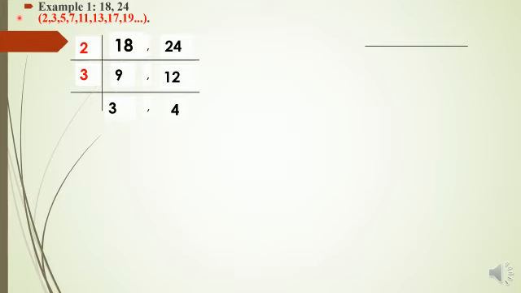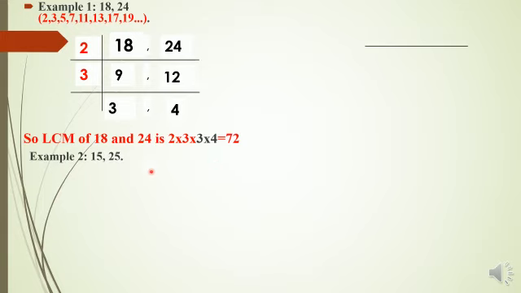Then LCM is equal to 2 into 3 into 3 into 4. You have to multiply these two numbers and the number that is left over here. 2 into 3 into 3 into 4 is equal to 72.